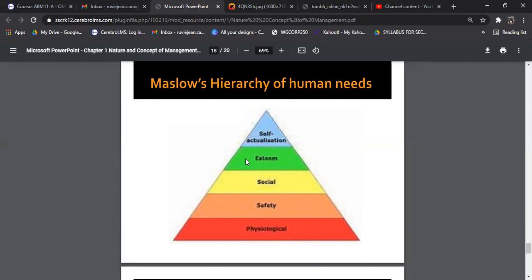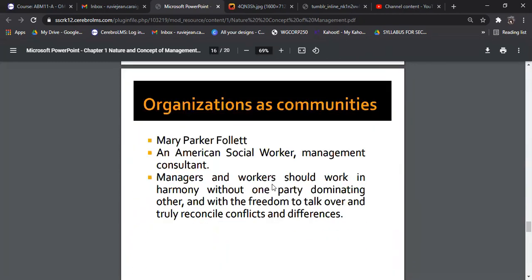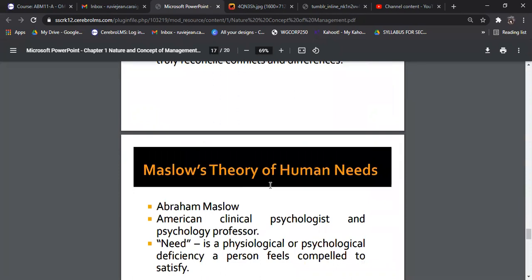So may ibang companies ang ginagawa nila is that they really look into this human needs and then dito nila ina-anchor yung kanilang mga activities. Okay, kanilang mga activities sa company para masatisfy nila yung employees nila, magstay sa kanilang employee nila, huwag maghanap ng bagong trabaho, or what they also do is that so that makapag-work ng effectively and efficiently yung mga employees nila. Okay? So again, we have under the behavioral management organization as communities and Maslow's theory of human needs.